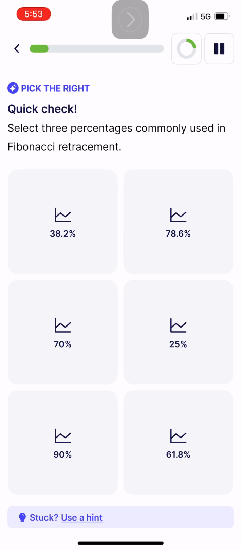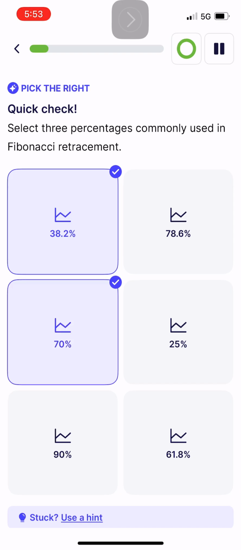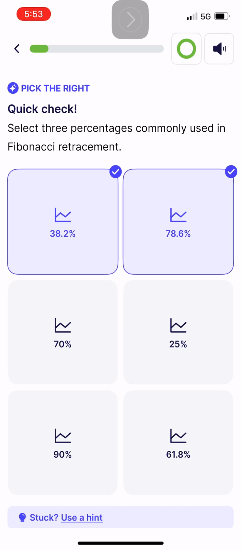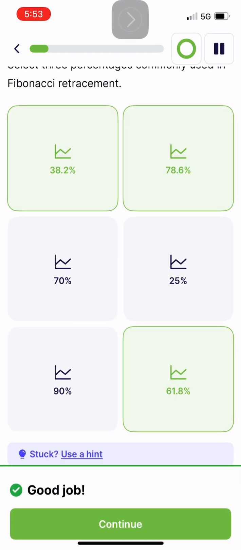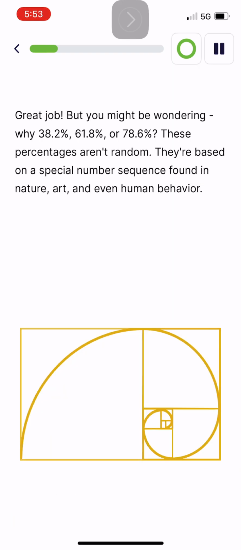Quick check. Select 3 percentages commonly used in Fibonacci retracement. Great job. But you might be wondering why 38.2%, 61.8%, or 78.6%?